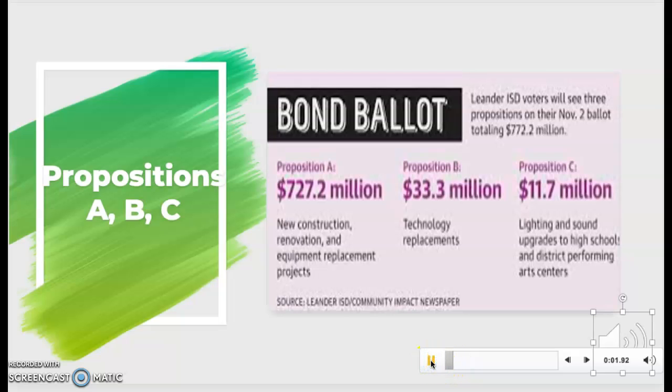The bond ballot included Proposition A, B, and C. The first with $727.2 million in new construction, renovation, and equipment replacement projects. The second was Proposition B, which included $33.3 million to replace existing technology devices over the next 3 years. The third, Proposition C, included millions of dollars in renovation and lighting and sound improvements to the high school and district performing arts center.